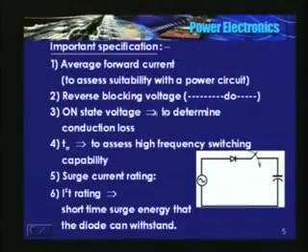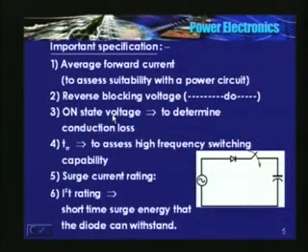The second point, reverse blocking voltage. The reverse voltage appearing across the diode should be less than the breakdown voltage. Third, on-state voltage drop. It is required to determine the conduction loss and therefore the heat sink size or the cooling requirement.